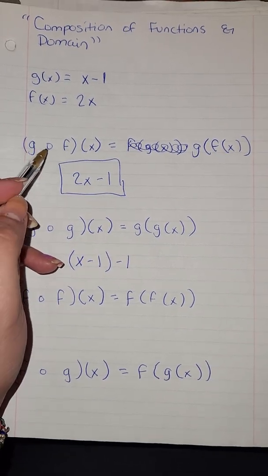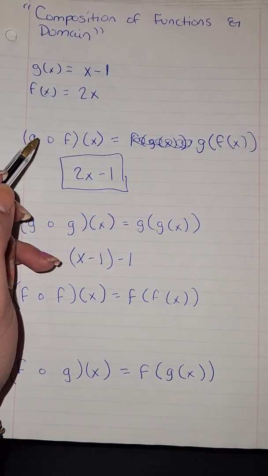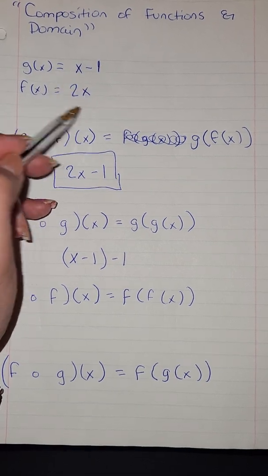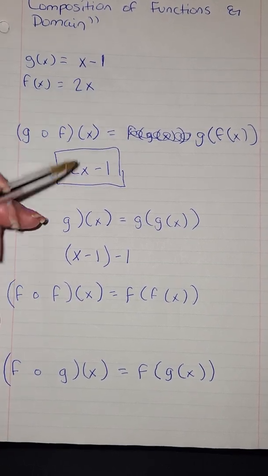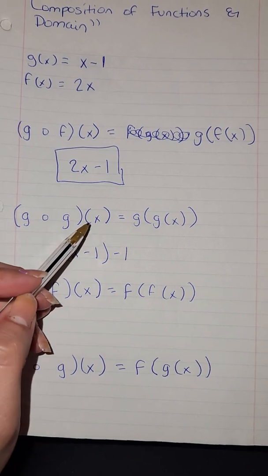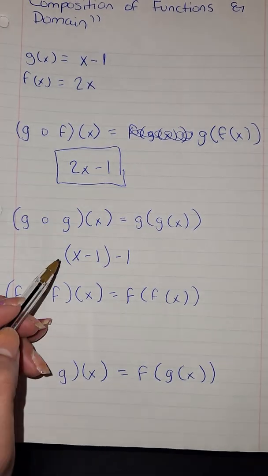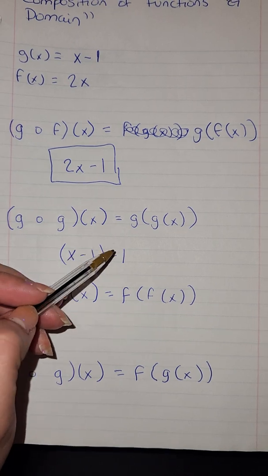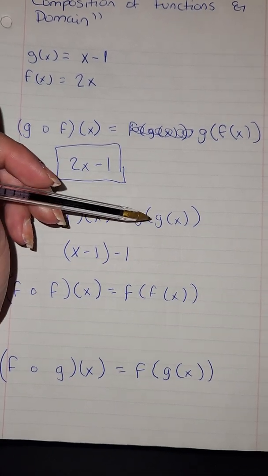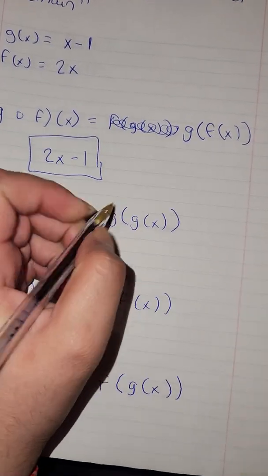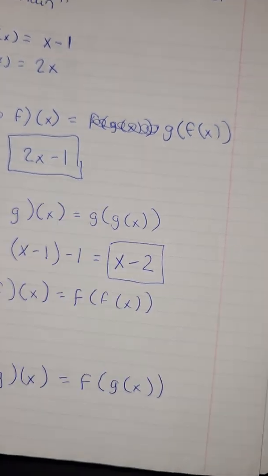I started working on problems 1 and 2. So for problem 1, g of f of x, I got 2x minus 1. Why? Well, because wherever you see x in g of x, x minus 1, we're going to plug in 2x, which is 2x minus 1. Now, g of x: wherever you see an x over here, we're going to plug in x minus 1. So I started doing that, x minus 1, and we plug in minus 1 here. And x minus 1 minus 1 is actually x minus 2. So your answer should be x minus 2.